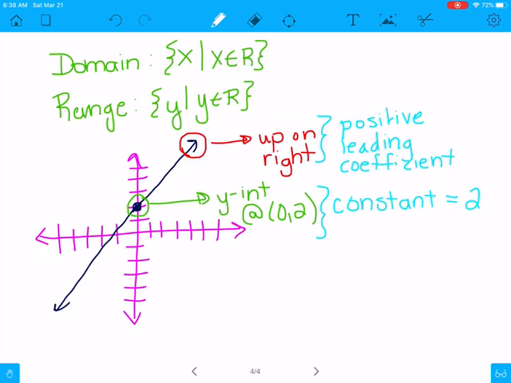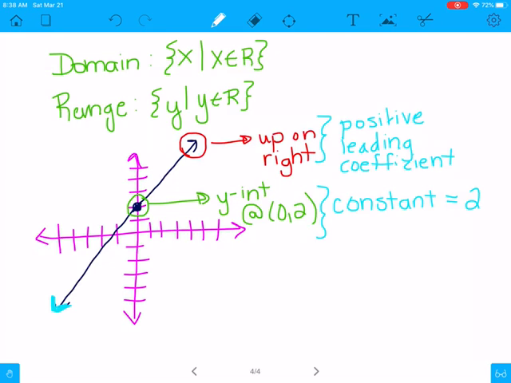So if you look at the right, it's up on the right, I have a positive leading coefficient. If it had been down on the right instead, I would have a negative leading coefficient. And wherever my y-intercept is, that's my constant. My domain and my range are always x-er, y-er. And the left-hand arrow on a linear will always be in the opposite direction. So because it's up on the right, it's going to be down on the left. That's how I know how to draw it.